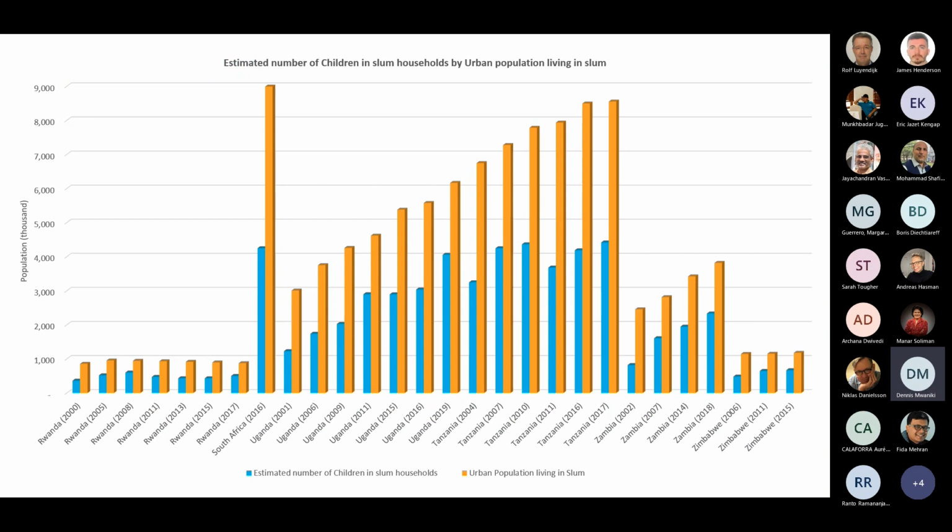Here, just to quickly show some of the numbers that we've been able to get, this one is the number of children living in slum households by the total urban population living in slums, and you can see the performance for many of these countries. Ideally, of course, the share of children living in slum households is also proportionate to the total number of population living in slum households at large. And this data is available for colleagues to also explore and see if there's added value.